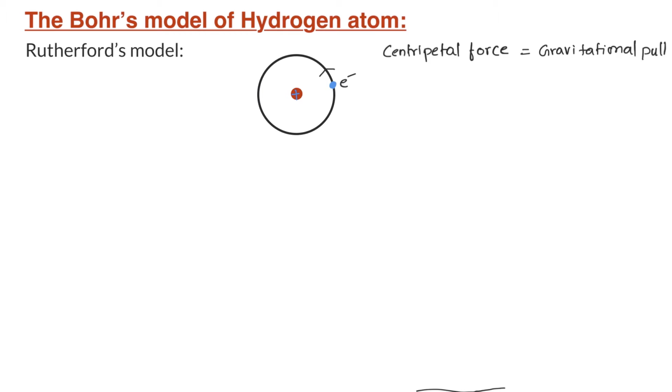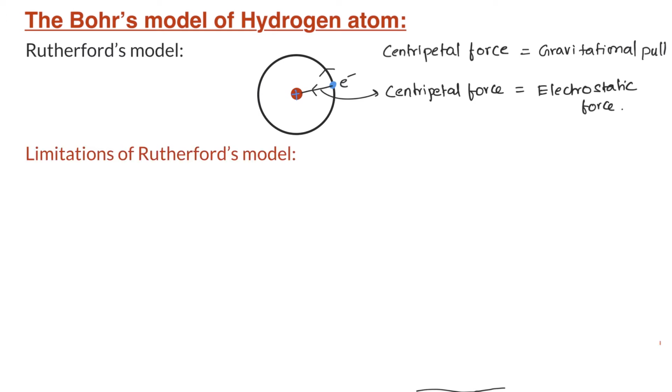For the planetary system, the centripetal force is provided by the gravitational force of attraction between the sun and the planets. However, for an atom, the centripetal force is provided by the electrostatic force of attraction between the electrons and nucleus. There were two big limitations or drawbacks of Rutherford's model of atom.